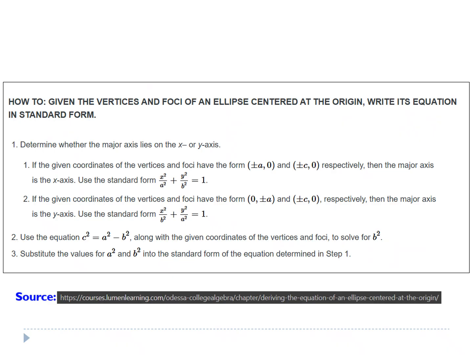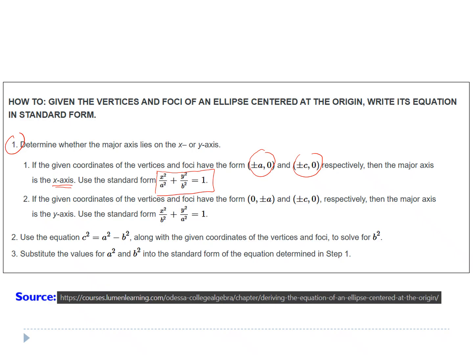How to, given the vertices and foci of an ellipse centered at the origin, write its equation in standard form. These are the steps, class, that we need to follow. Determine whether the major axis lies on the x or y axis. Then, if the given coordinates of the vertices and foci have this form and this form, respectively, then the major axis is the x-axis. And then you have to use the standard form.